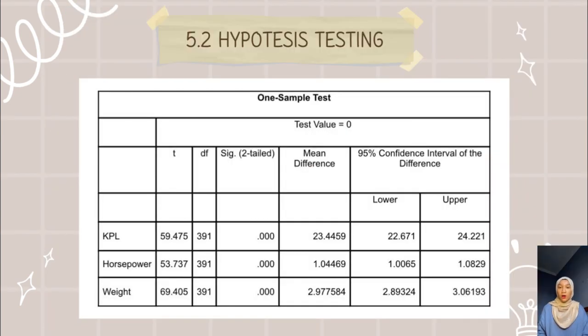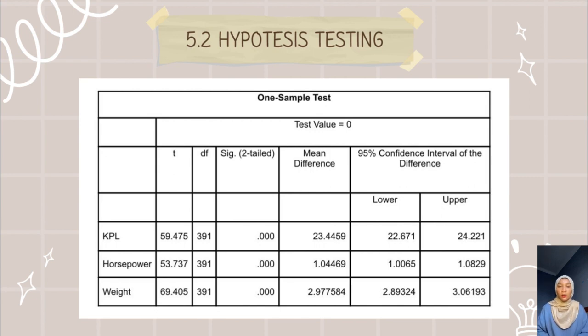So I will continue with 5.2, which is hypothesis testing. There are various categories under a field such as KPL, horsepower, and weight. The DF for all the categories remains unchanged at 391. The t-test for the KPL group is 59.475, while the mean difference is 23.4459, and the confidence interval of the difference for lower is 22.671 and upper is 24.221.